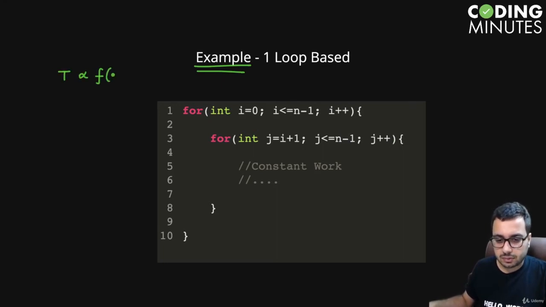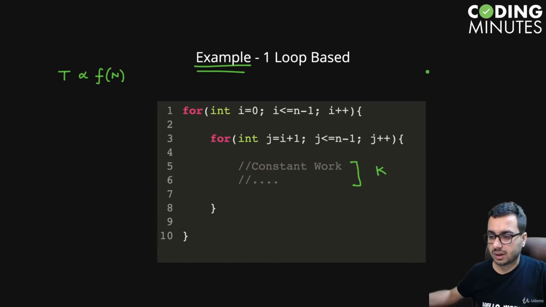So let us try to figure it out. We need to count how many times these two loops are going to run together. Inside these two loops we are doing a constant work, so this work can be written as k, but these loops are going to run some number of times.